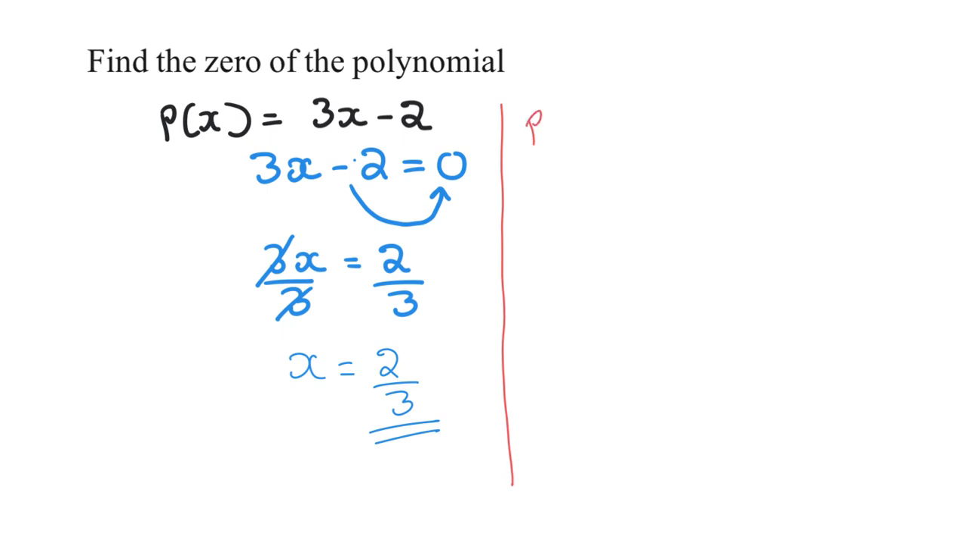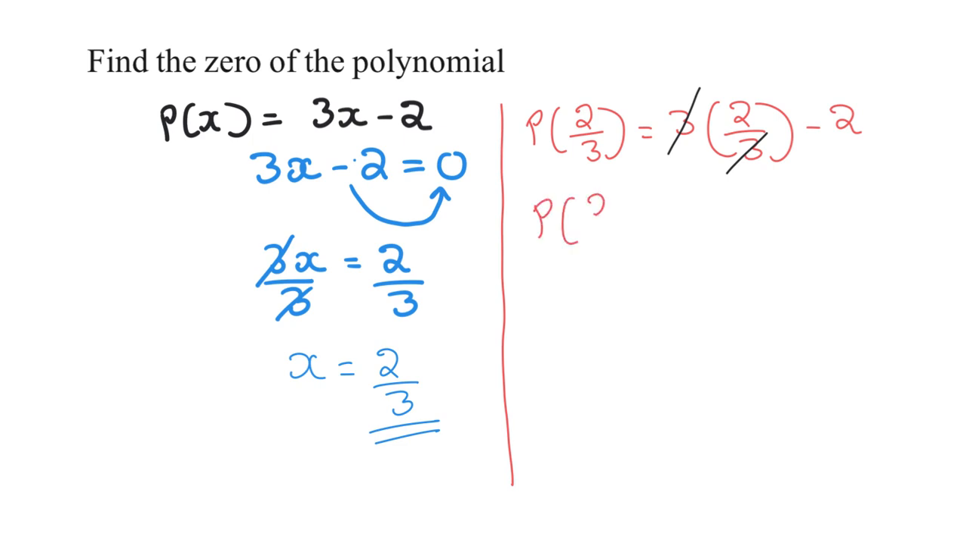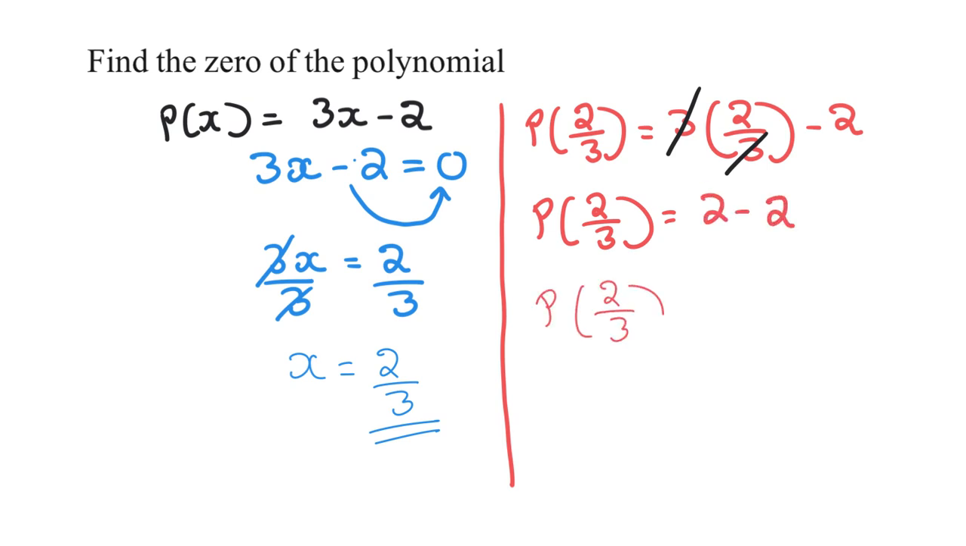How do you check? Find what is p of 2 over 3. Wherever you have x, plug in the value 2 over 3. So 3 times 2 over 3 minus 2. Can I cancel out this 3 divided by 3? And so we have p of 2 over 3 is equal to 2 minus 2. P of 2 over 3 is equal to 0. Hence, we are right. 2 over 3 is the zero of this polynomial.